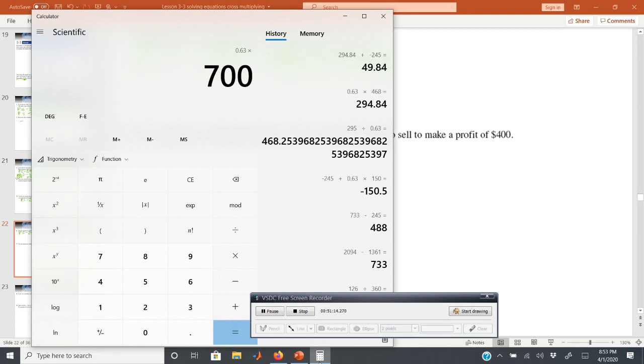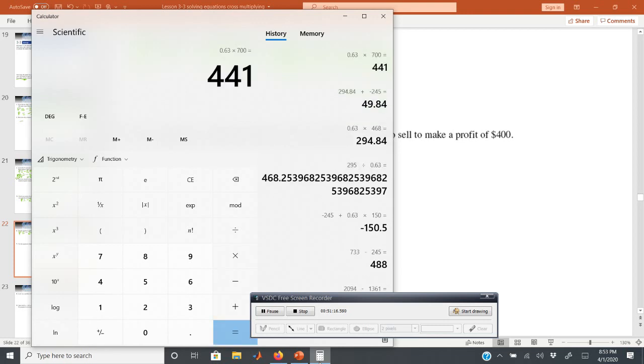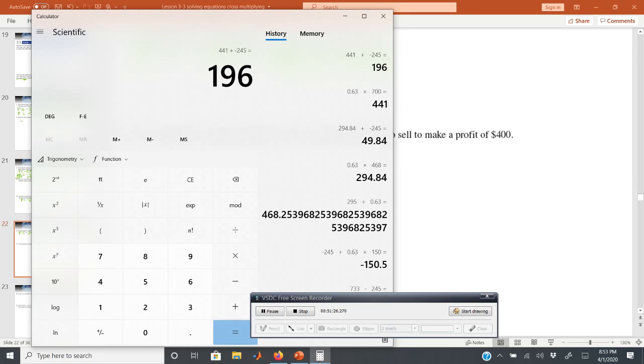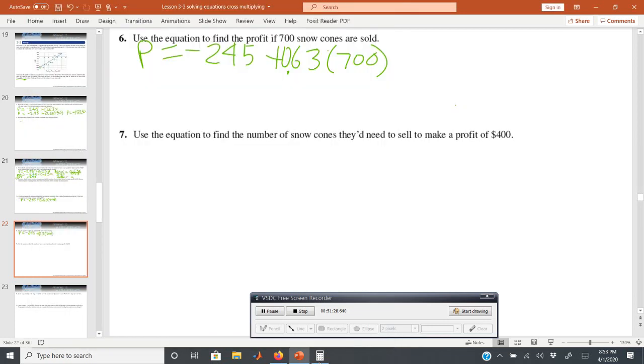0.63 times 700. I do my multiplication before I do my addition. Now I add 245, but I make it negative, and I get $196 profit.